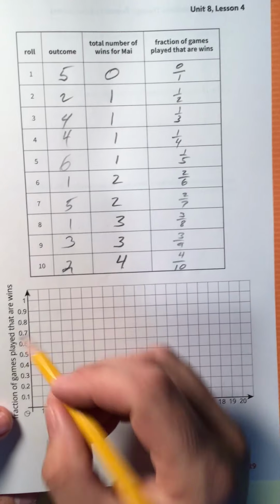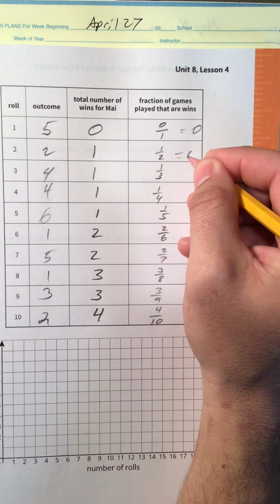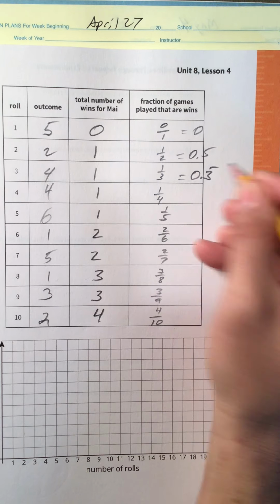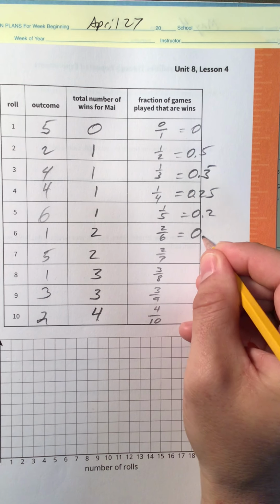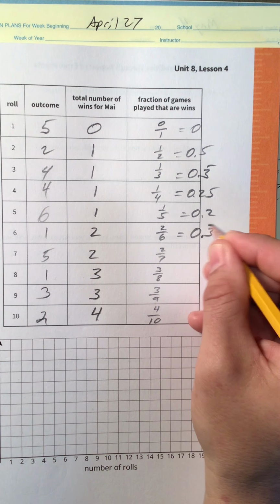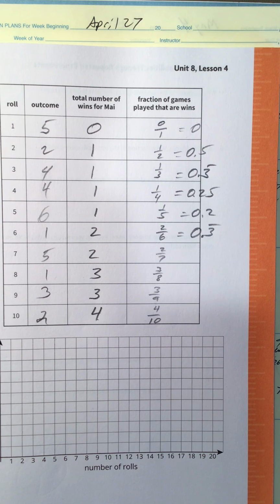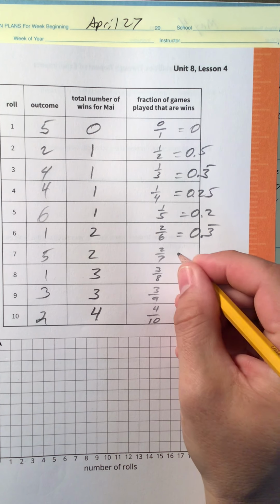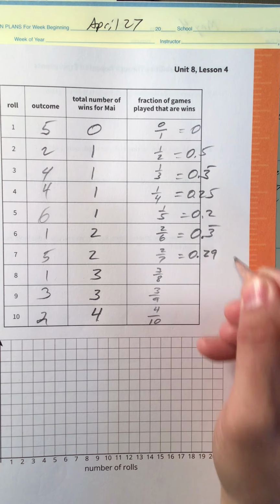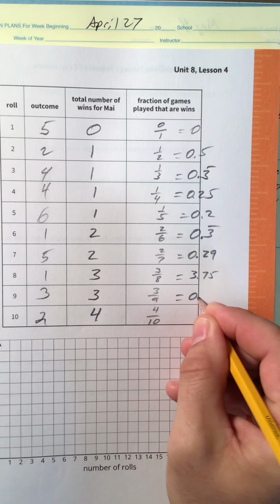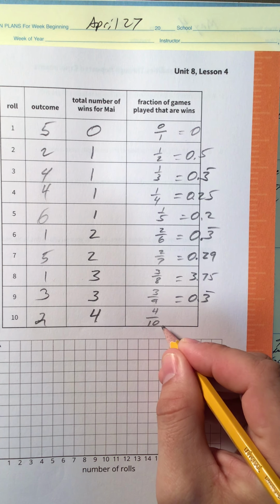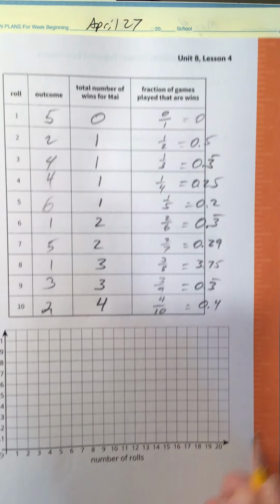I'm also going to divide them out because I see that this is in decimals. So this would be 0 divided by 1, 1 divided by 2, 1 divided by 3, 1 divided by 4, 1 divided by 5, 2 over 6, which is 1 divided by 3, 2 out of 7, I don't know that one, 2 divided by 7, 0.29. 3 out of 8, I believe that's 0.375. 1 out of 3 again, I reduced it. And 4 out of 10, which is 2/5, 0.4.